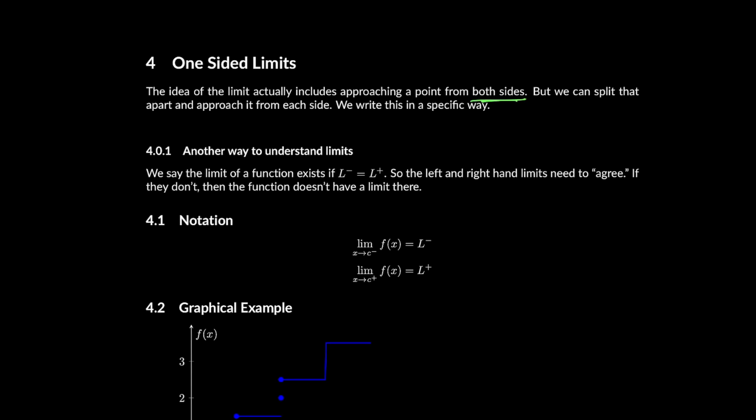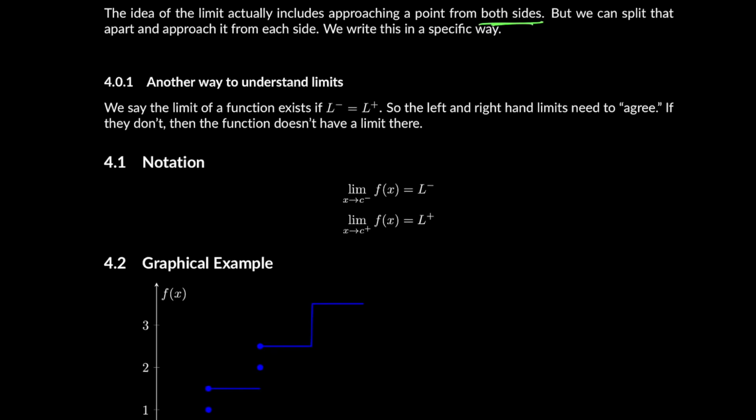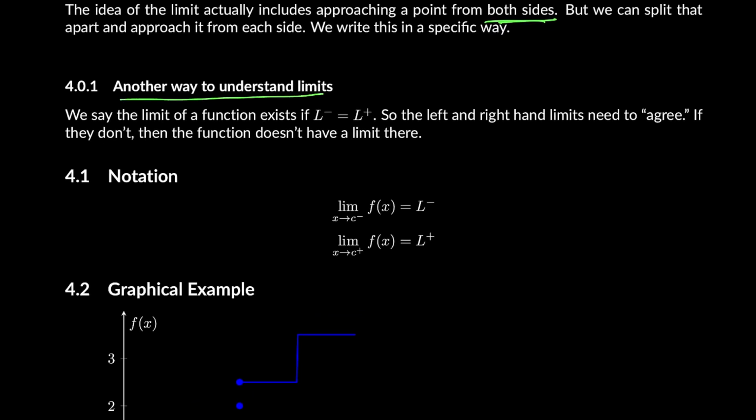Okay, so we can split it into 2 approaches, and then what we say is, in this other way to understand limits, is that the limit of a function exists if the limit from the left equals the limit from the right. Okay, so are they going to the same place? Then that means we have agreement. That means we have convergence.